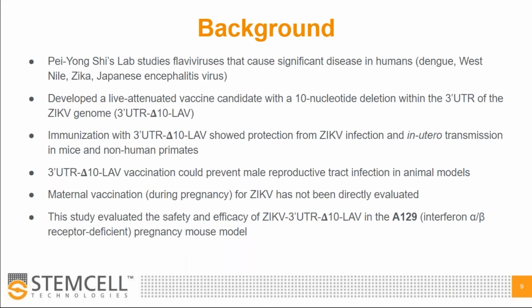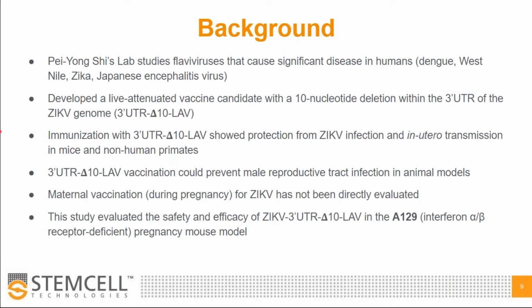The group that published this paper, that is led by Pei-Hong Shi, studies flaviviruses that cause significant human disease. And they have previously developed a live-attenuated vaccine candidate for Zika virus with a 10 nucleotide deletion within the 3' UTR of the Zika virus genome. And they call it 3' UTR delta 10 LAV, or in short, delta 10. And they have previously shown that immunization with delta 10 protected mice and non-human primates from Zika virus infection and in utero transmission. And the vaccine also could prevent male reproductive tract infection in animal models.